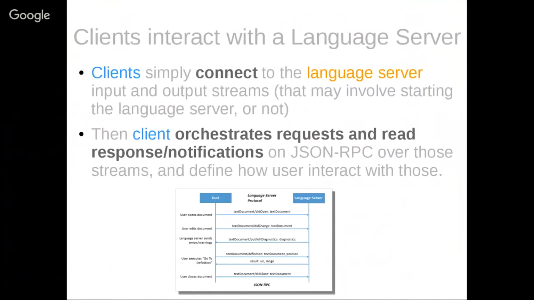So the clients simply connect to the language server, as I already explained, getting an input and output stream. It may involve starting the language server. As I told before, the deployment is free as well, and the life cycle is free as well. So the tool can start its language server instance just for itself, or it can decide to connect to an existing instance. It's really up to the integrator to find out what's best for their use case. But the clients already offer a lot. And then the client orchestrates request, response, and notification over JSON RPC. We'll go into more details with that a bit later.